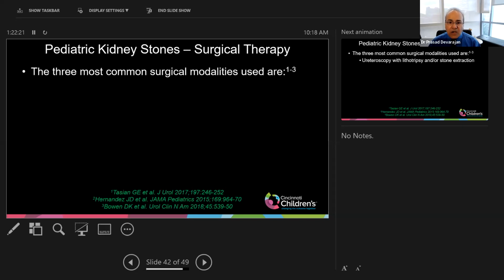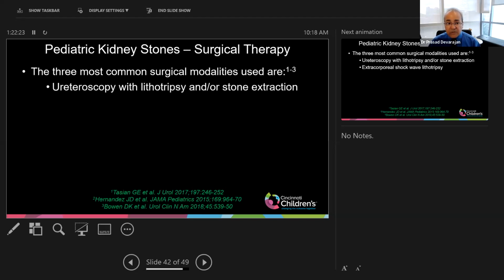The most common surgical modality is to actually do a ureteroscopy with laser lithotripsy or stone extraction. So it's directly passing a scope into the bladder, into the ureter, into the kidney pelvis, pulling out the stone. If necessary, if the stone is too big, we can do a laser lithotripsy and break down the stone and get it out. That's the most common thing we do in children.